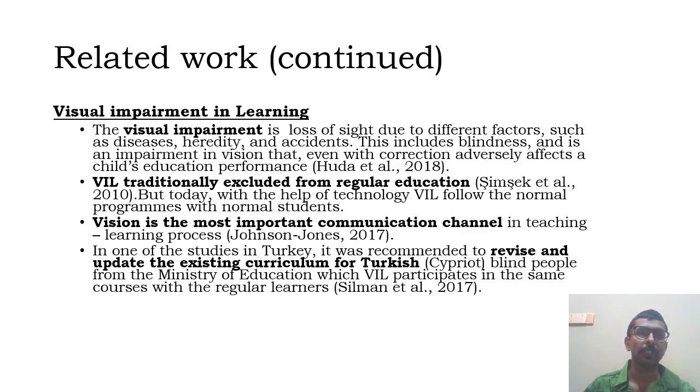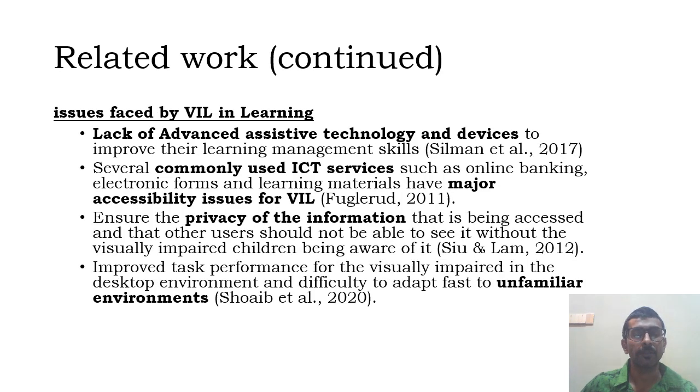Related work. Visual impairment in learning has been discarded before 2010, and with the technology support, the world believe that they can also learn without visual support. They can also learn with the regular students, regular programs. Early days it had been a special educational training for visual impaired learners. Today it's not.